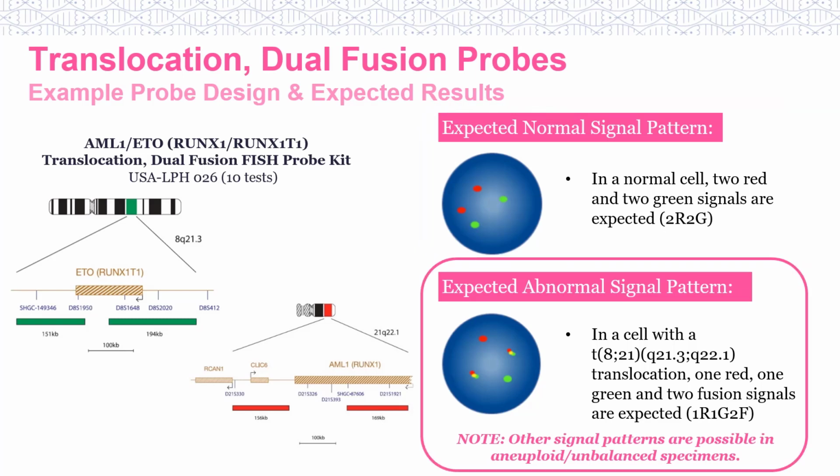However, in an abnormal cell, you will expect to see the ETO gene split on 8q21.3 and rearrange with a split AML1 gene on 21q22.1 that join together as 2 red-green signals, appearing as yellow or fusions, in addition to the normal red and green signals from one copy of the chromosome 8 and 21 that were not involved in the translocation. The final expected abnormal signal pattern will be 1 red, 1 green, and 2 fusions, or 1R, 1G, 2F.